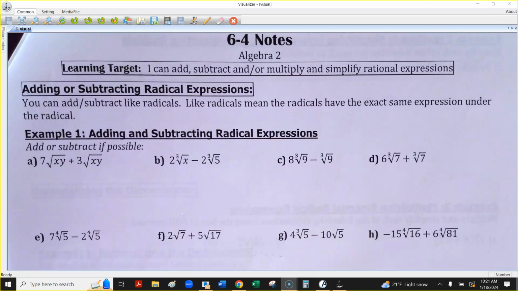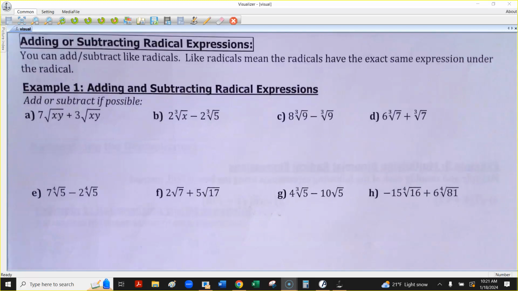We'll get into this in these next questions, but the radicals both have to be square roots or they both have to be cube roots, and they have to have an identical thing underneath, and then you can add them together. So we're just going to look at example 1, and this is just going to be really quick.